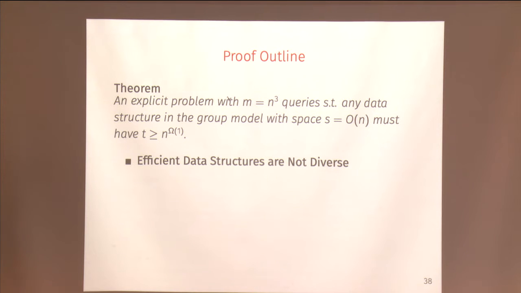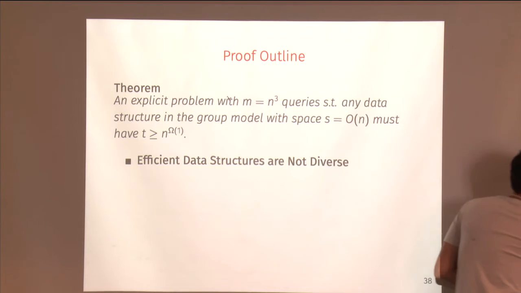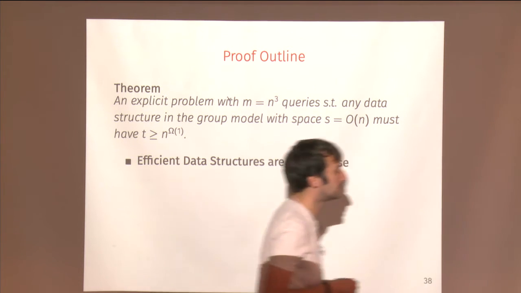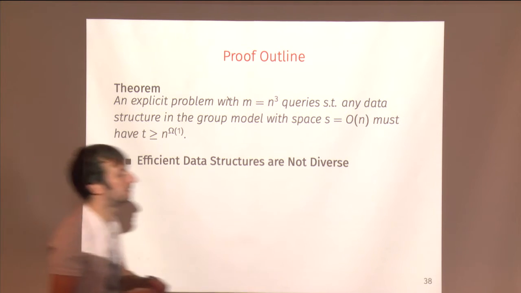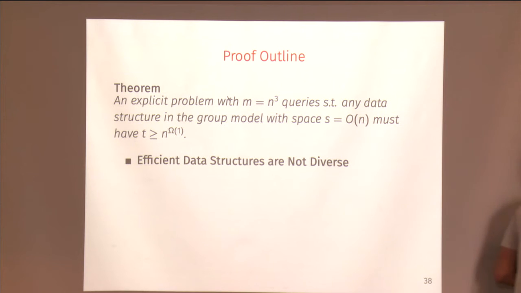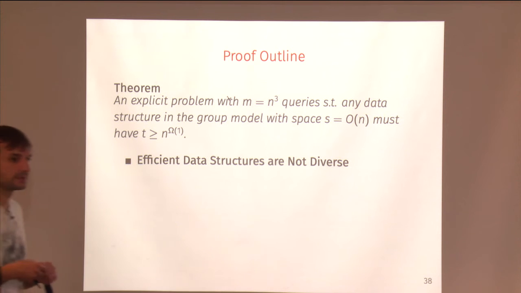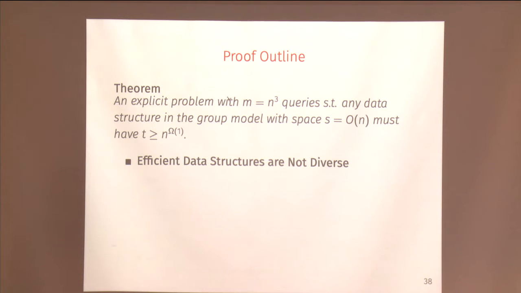Okay, so we want to say efficient data structures are not diverse, and then we'll find a problem which is diverse. That's it, we're done. That's the lower bound. What we mean by efficient data structures is the following. A data structure takes inputs, preprocesses them into memory cells, and computes some outputs. We're saying in the group model, for every input, the set of answers to queries, the set of outputs, is always not diverse. It's never diverse.